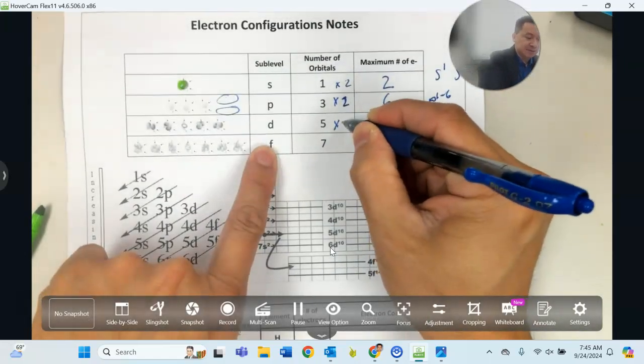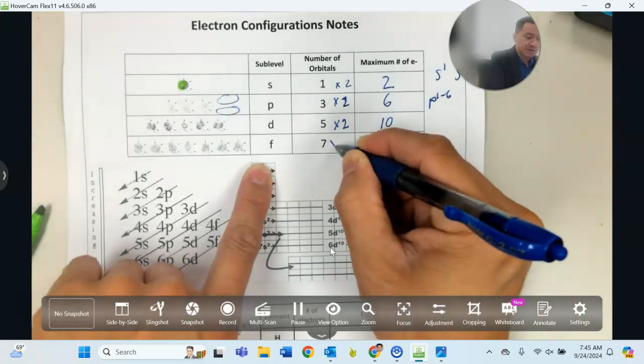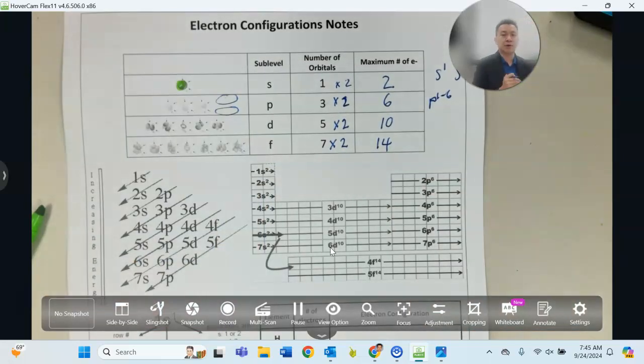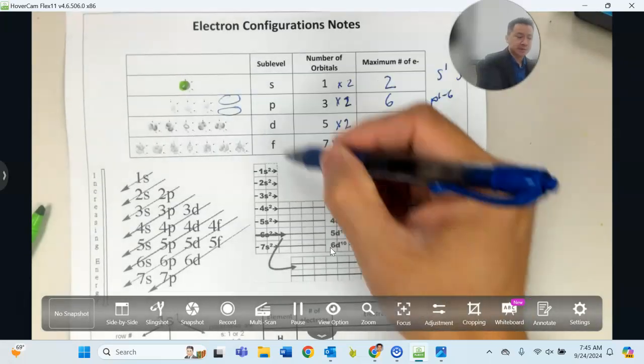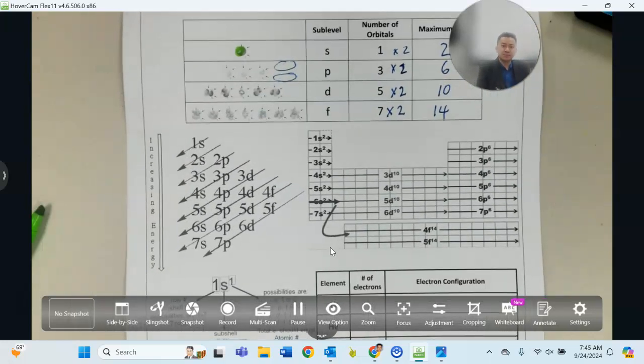D has 5 orbitals, so times 2, that can hold 10 electrons. F has 7 orbitals, and can hold 14 electrons because 2 per orbital. The sublevel is the letter, and the orbital is the actual location of each electron. And remember, it's an electron cloud. We don't exactly know where it's at or how fast it's moving simultaneously. That is the Heisenberg uncertainty principle.